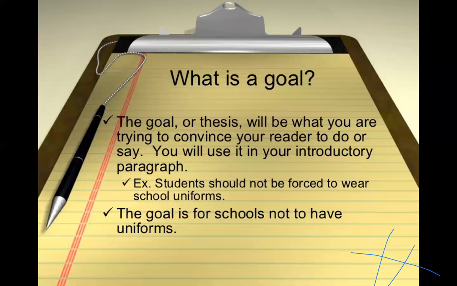So if you're standing for something else, what should be your sentence? Students should not be forced to wear school uniforms. So I know that the following content is your explanation and facts that you're trying to tell me that there is no need of uniforms or there is a need of uniform. Okay. The goal is for schools not to have uniform.